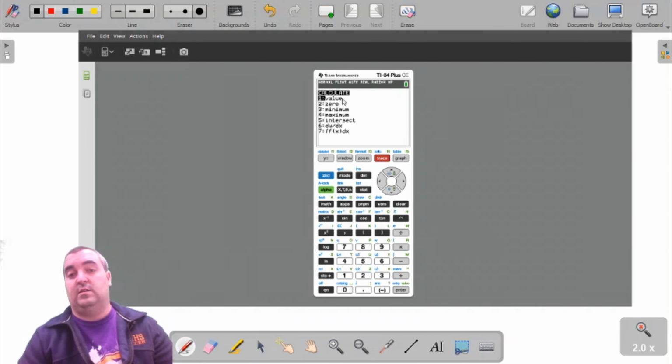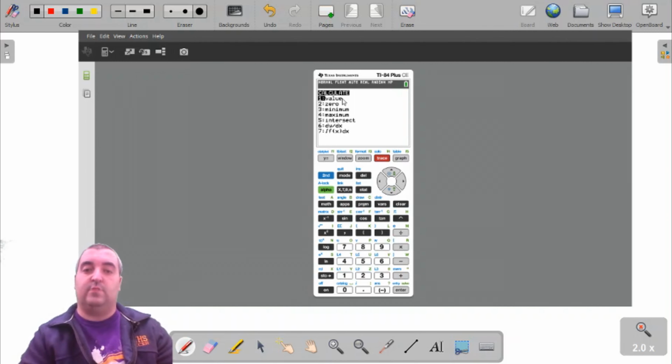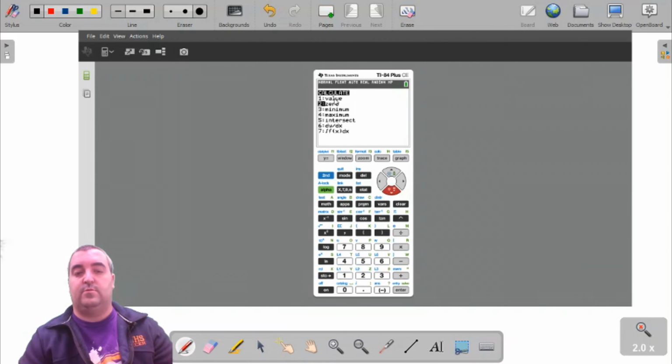Value will tell us any specific x value we want. So if you want to say like x equals 2, it'll tell you the y value that corresponds to it. Number 2 is the zero, which is what we're going to do today, so the x-intercept. We will also look at doing minimums and maximums as well. Intersect is if you have multiple graphs and you want to find where they intersect. And then dy over dx and the integral of f of x dx. Those are two calculus things. We won't see those in this class. So today, let's look at zero first.